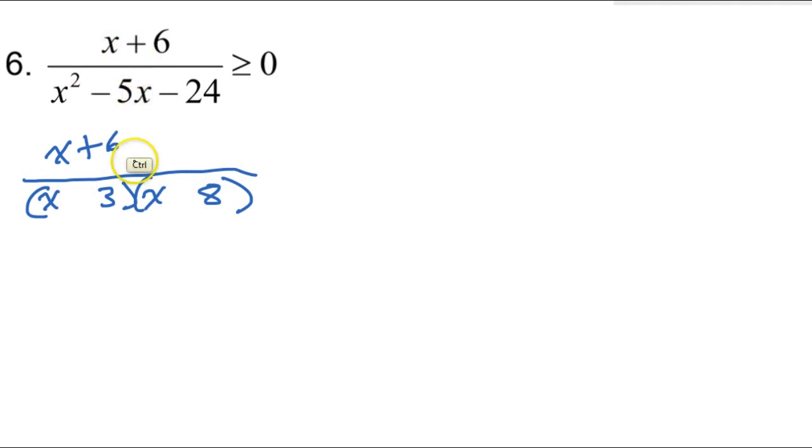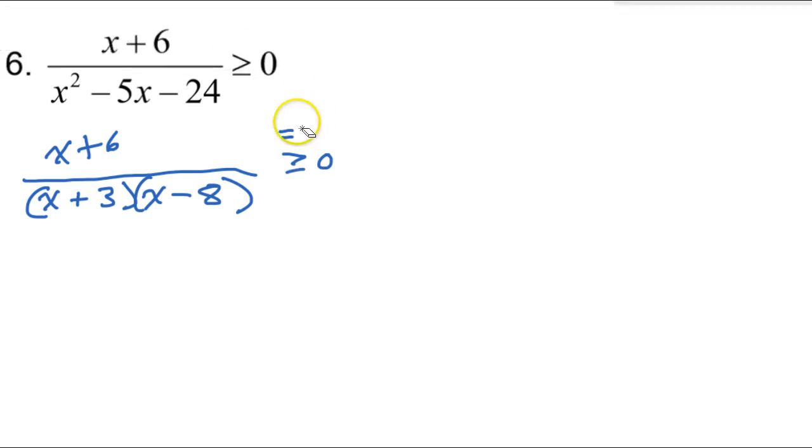Okay, I need a negative 5 middle, so I'll go with negative 8 and positive 3. Okay, great. So I factored it. Now, I need to start by solving the related equation. So I'm going to temporarily pretend this is an equal sign.